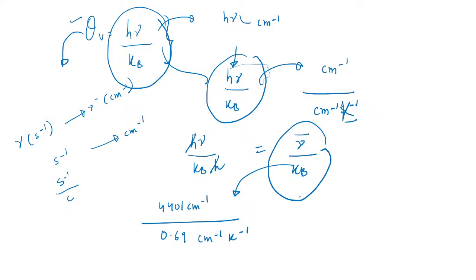Just divide this value and tell me what value you are getting. So this value is approximately 6378 kelvins. This is how you'll solve this particular question, and I hope this is very much clear to all of you. There is no doubt in the question.